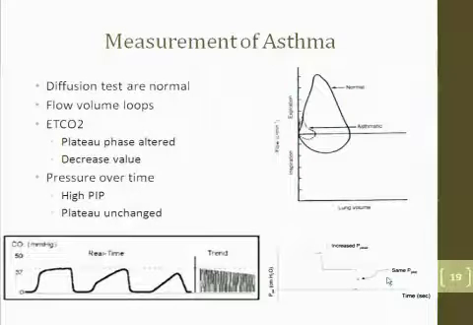Your measurement of asthma can also be using diffusion tests, which are normal. Your flow volume loops will show that the person has an obstructive process. And then your end-tidal CO2 will start showing these kinds of signs. This is how you pick up in the clinical setting that you have somebody with asthma. You start seeing that the end-tidal CO2 becomes very sharp and increased. The worse the disease, the worse it is.